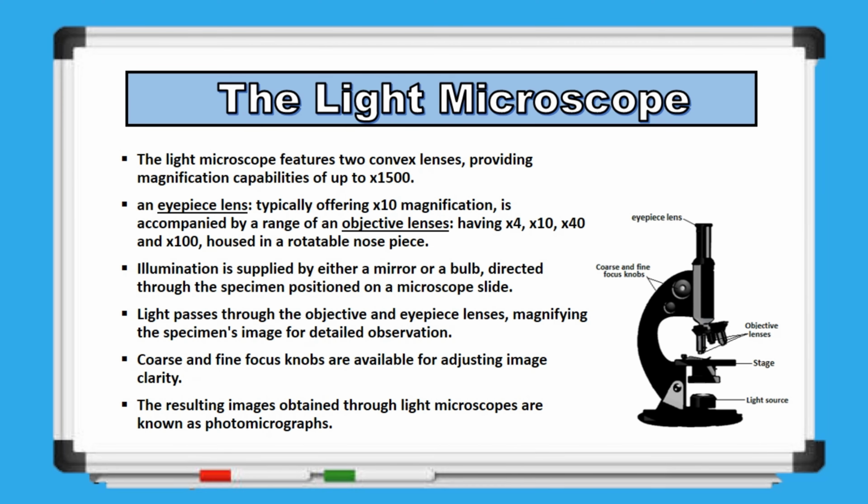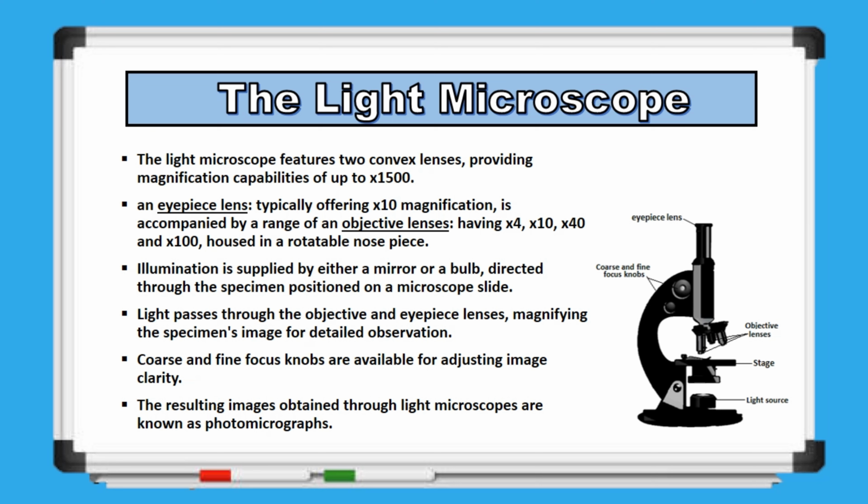This tool uses 2 convex lenses to make objects look up to 1500 times larger. The eyepiece lens or the ocular lens usually magnifies things by 10 times. It has a rotating nosepiece part that holds different objective lenses, allowing for magnifications of 4 times, 10 times, 40 times, and 100 times. To light up the specimen on the slide, it uses either a mirror or a bulb to direct light through the lenses, which helps enlarge the image.